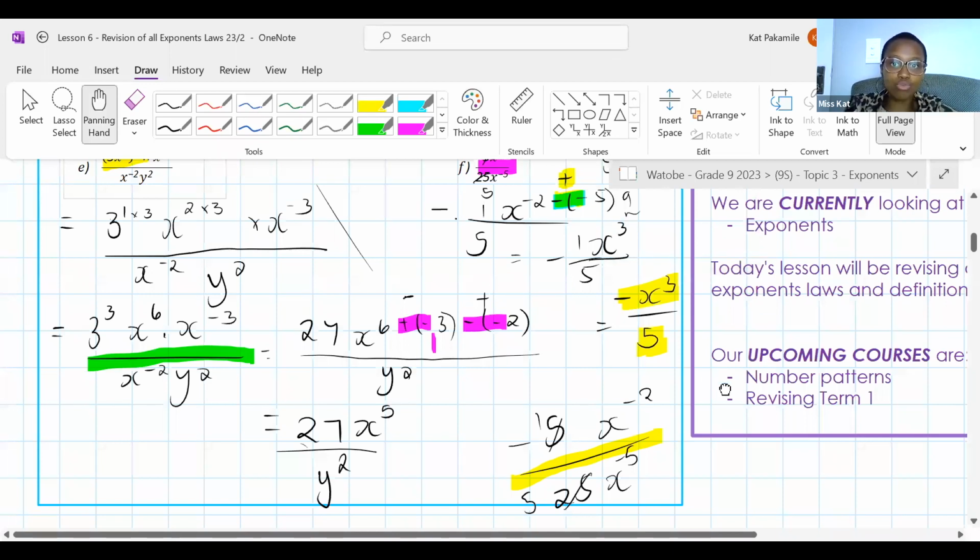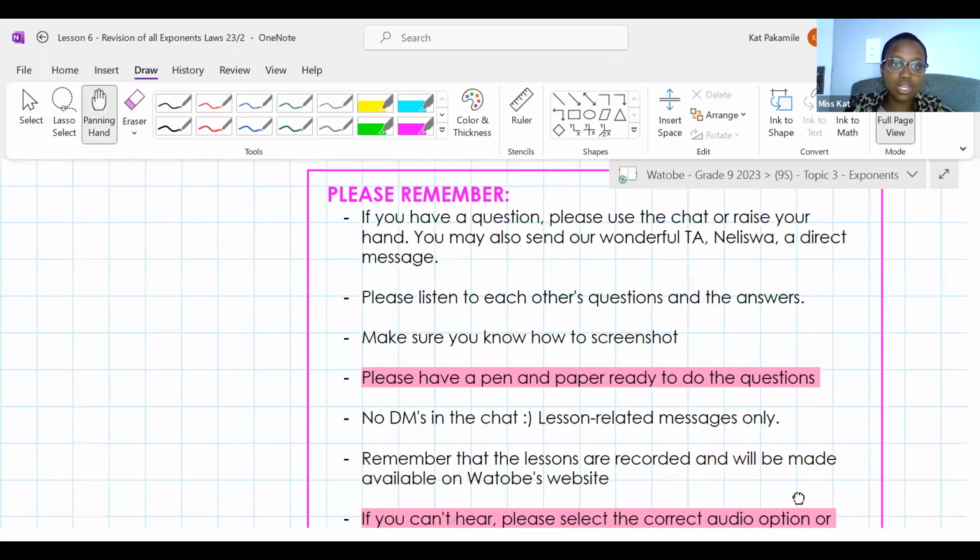Now let me go through the rules quickly in case we have any new people. I'll go down just now if you need to get a screenshot. Worry not, my darlings, worry not.